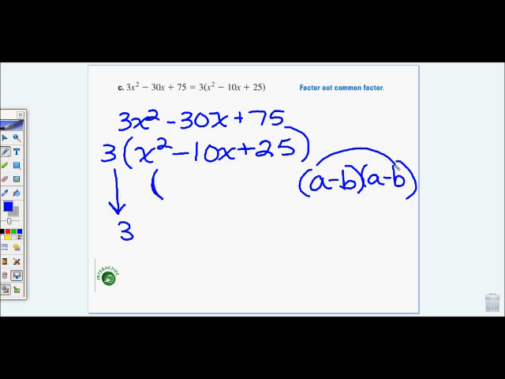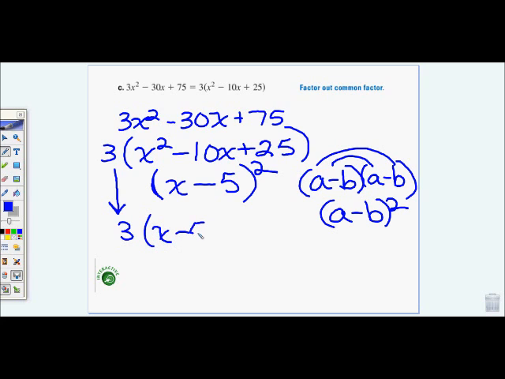My OI would be a negative AB and a negative AB giving me a negative 2AB. We are going to go right to the shortcut of A minus B squared. Right? So what's my A term going to be? X. What's my B term going to be? 5. What's my operational symbol going to be? Minus to get to that OI. All right, so when I factor this one out, my final answer would be 3 times x minus 5 squared.